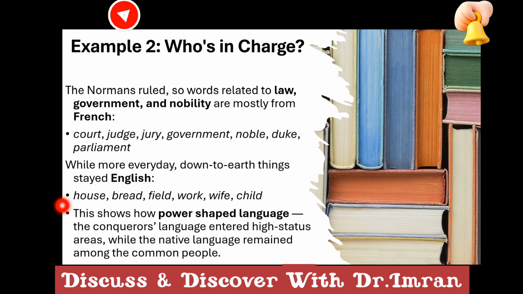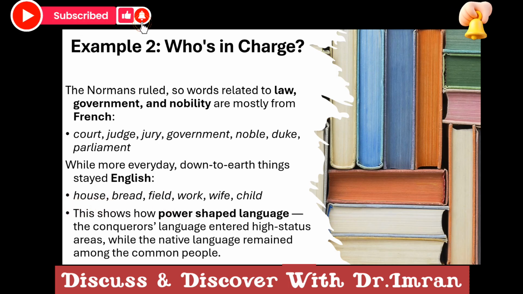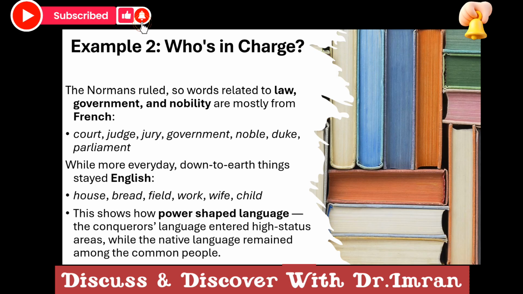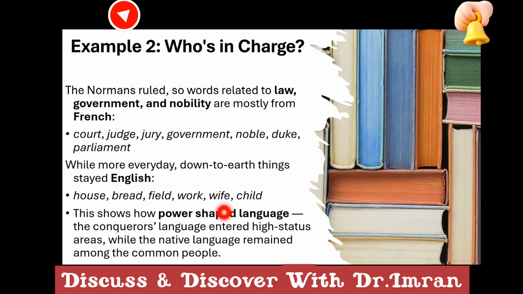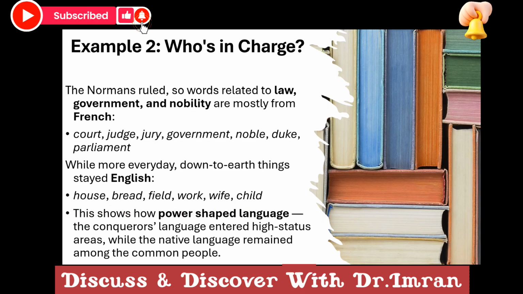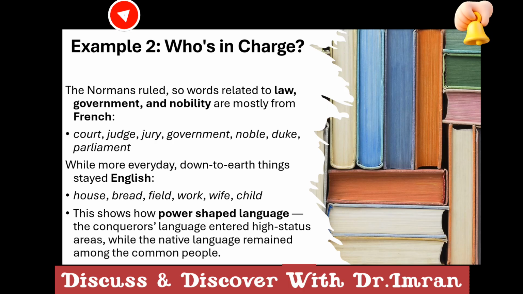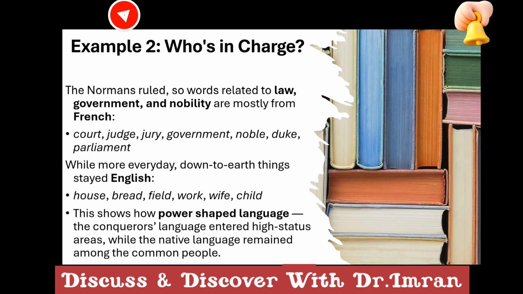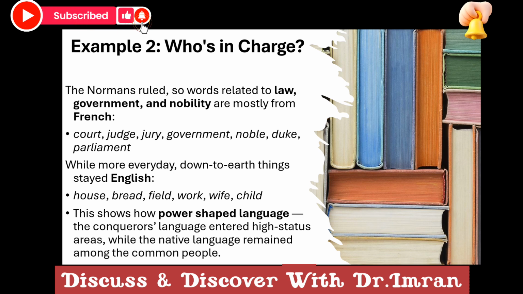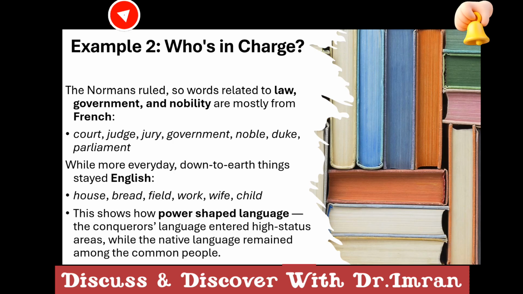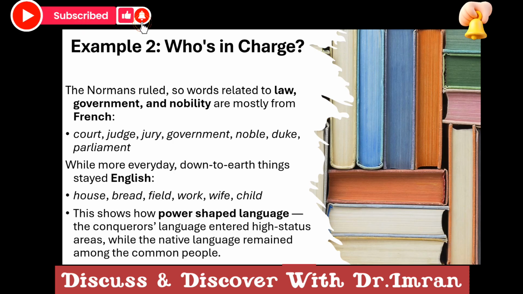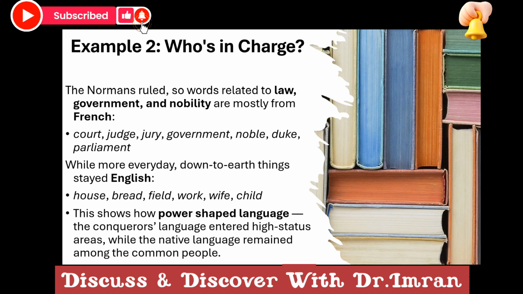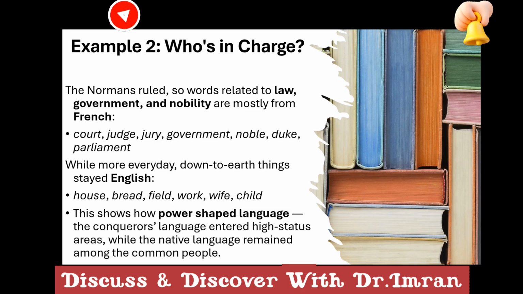So this shows how power shaped language. Still, power shapes language in our societies. The conqueror's language entered high status areas while the native language remained among the common people. So the native language, which was English, was used by the common people, by the native people, by the serfs, by the peasants, right? While the French language was spoken by the officials, nobility, in courts, judges, etc.